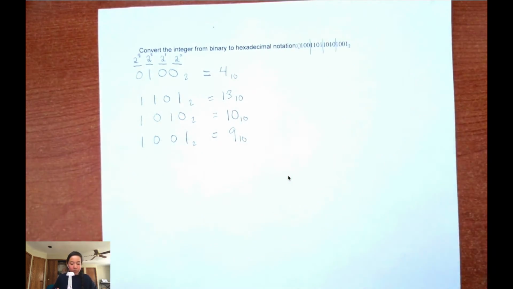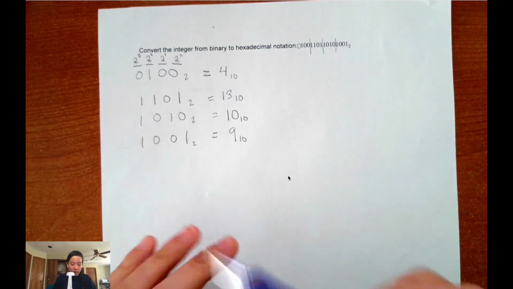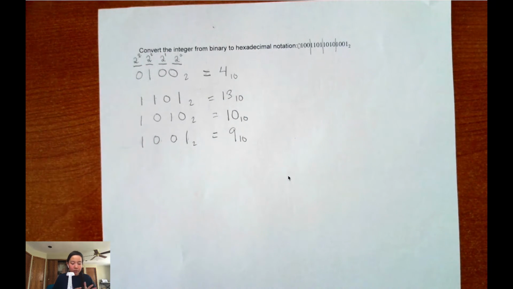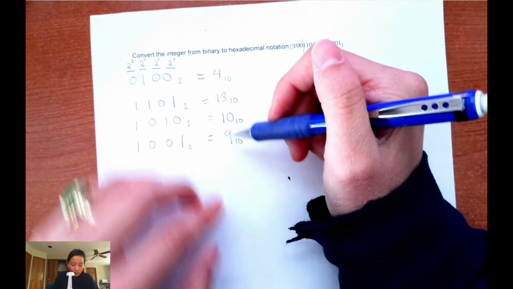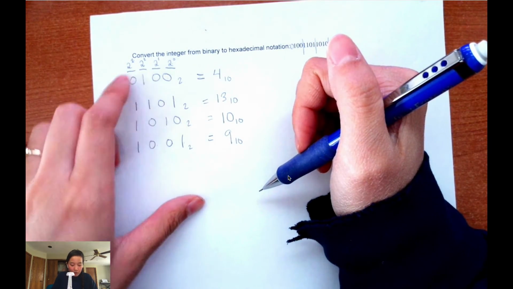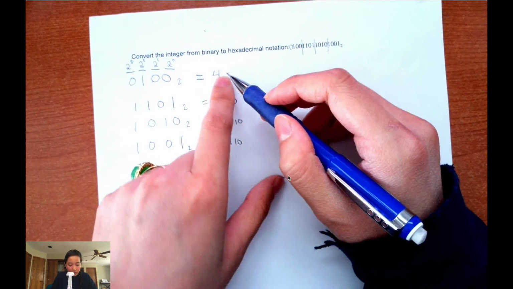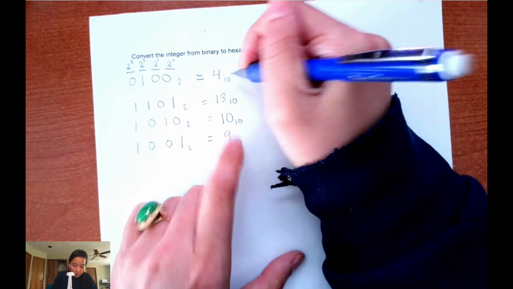If you need more help or guidance on turning binary numbers into decimal numbers, I have a whole video on that where I walk you through it more step by step instead of the way I'm doing it right now. I'm assuming you have experience in turning binary numbers into decimal numbers, so if you don't, please check the video in the description.